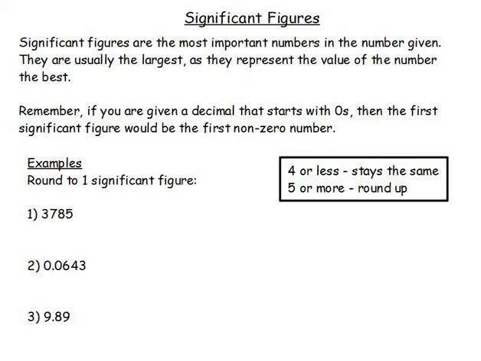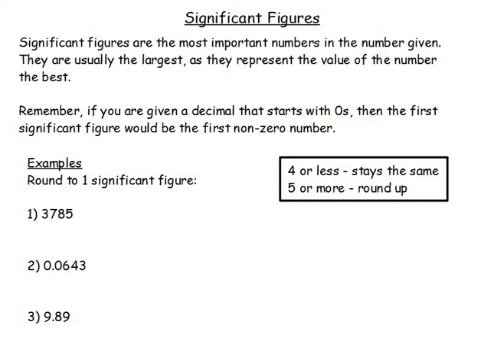Now last time we looked at rounding to one significant figure. Remember, if you are given a decimal that starts with zeros, then the first significant figure would be the first non-zero number, the first digit that has value to it. So we're just going to recap by having a look at a couple of examples rounding to one significant figure first. Remember, because we are rounding, we still need to use our rounding rules. So remember, 4 or less, it stays the same. 5 or more, it will round the number up.